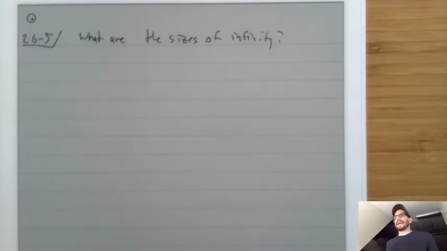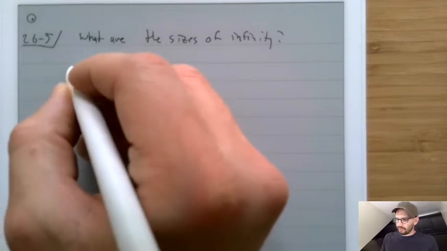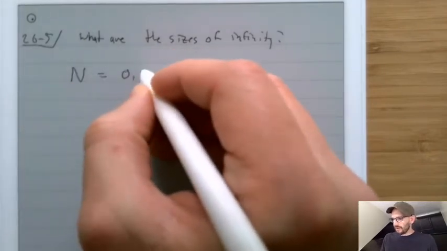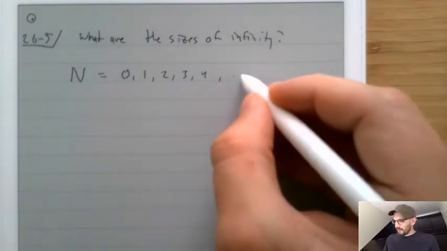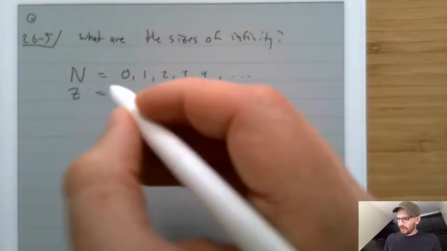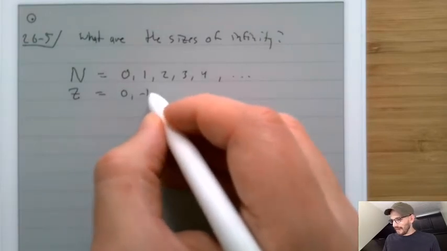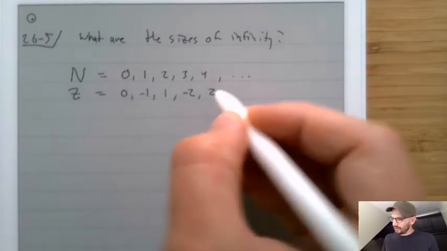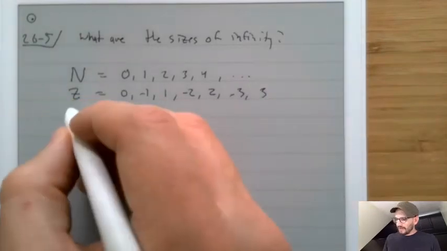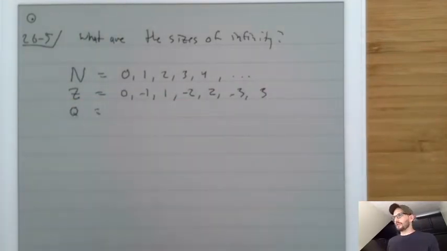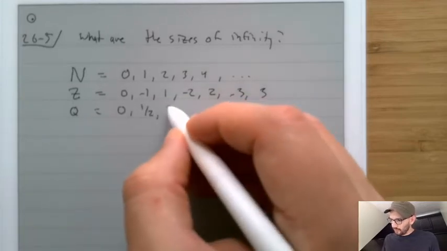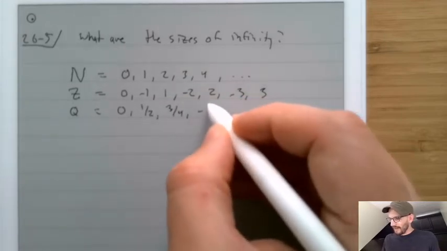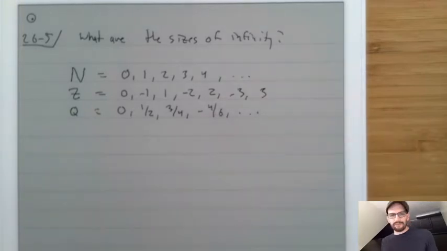So let's look at kind of an example. The most prototypical infinite set is the natural numbers, which we write as N. So that's 0, 1, 2, 3, 4, etc. We also have stuff like Z, which includes the negative numbers. So we've got 0, minus 1, 1, minus 2, 2, minus 3, 3. We've got Q, which is all the rational numbers. So that's stuff like 0, 1 divided by 2, 3 divided by 4, negative 4 divided by 6, etc. Okay, so there's lots of those.